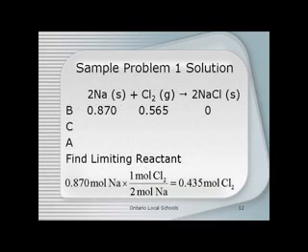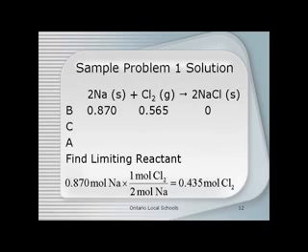We can now fill in our before line on the BCA chart. We're starting with 0.870 moles of sodium and 0.565 moles of chlorine. And of course, because this is before the reaction occurs, we have 0 moles of sodium chloride. We have to find our limiting reactant before we can do anything else here.